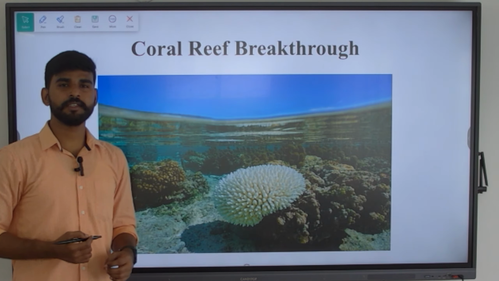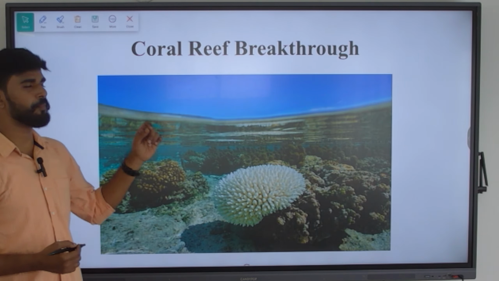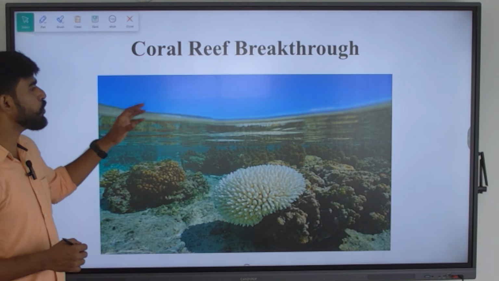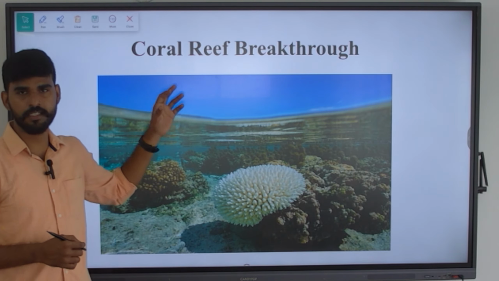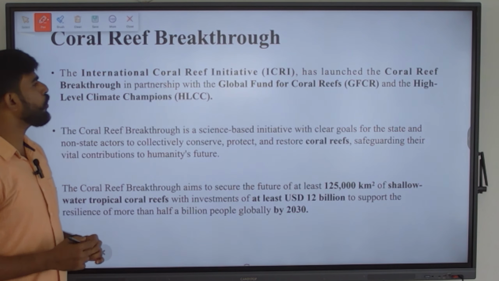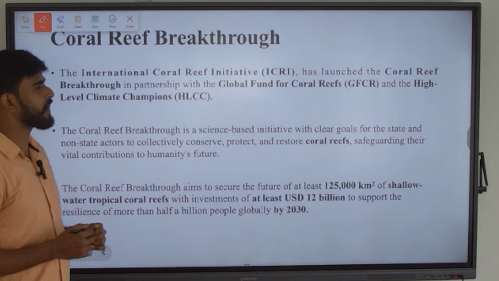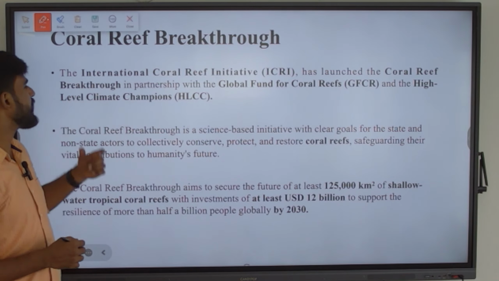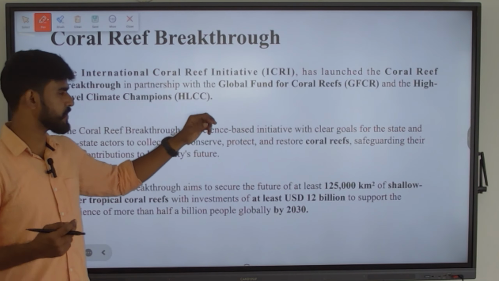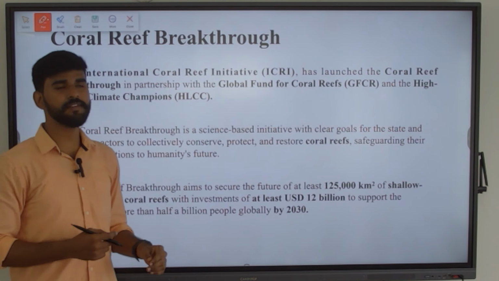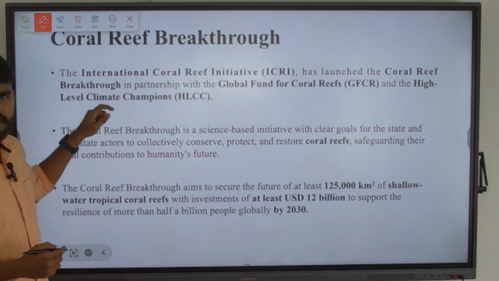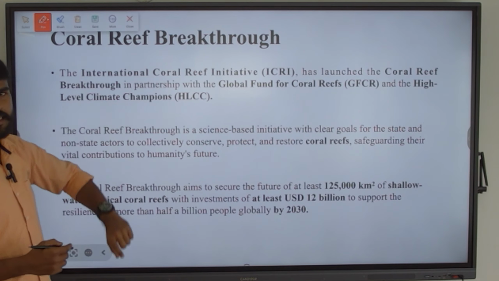The topic that we are going to discuss now is the Coral Reef Breakthrough. What is this Coral Reef Breakthrough, and who has launched this program? Let us understand the details. The International Coral Reef Initiative, that is ICRI, has launched this Coral Reef Breakthrough Initiative. This was done in partnership with two other organizations, the Global Fund for Coral Reefs and the High Level Climate Champions. Let us understand about each of these organizations in detail in the upcoming slides.